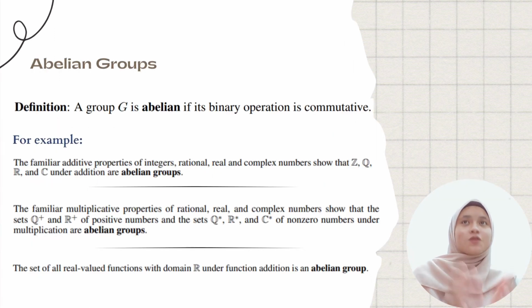Next is Abelian groups. A group is Abelian if its binary operation is commutative. For example, the family of additive properties of integers, rational, real, and complex numbers under addition are Abelian groups. Second example, the family of multiplicative properties of rational, real, and complex numbers show that the sets of positive rational and real numbers, and the sets of non-zero rational, real, and complex numbers under multiplication are Abelian groups. Besides, the set of all real-valued functions with domain the real numbers under function addition is an Abelian group.